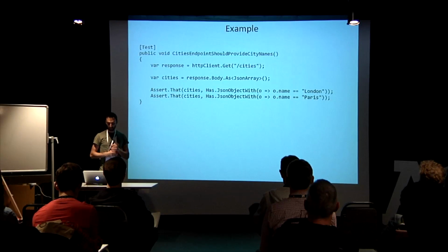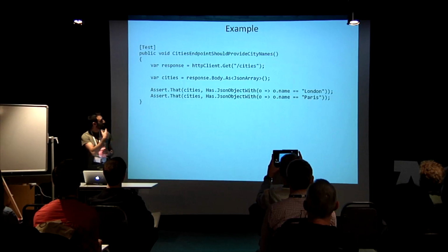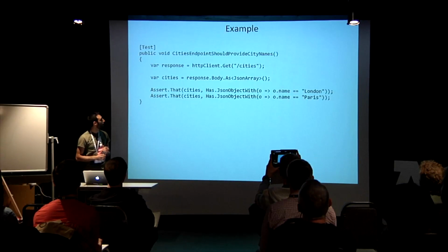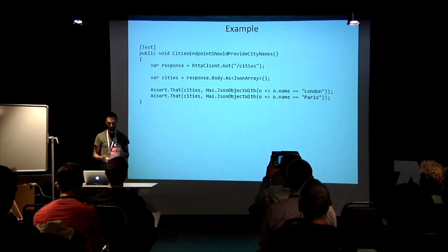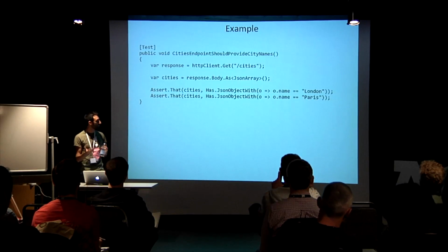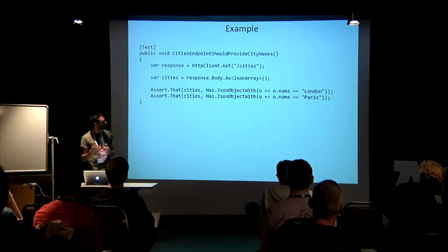Looking at a particular example of this, I think this is some C# code. This is a test that says the cities endpoint should provide city names. You can see it's making an HTTP call to get cities, and it's checking that the response body is a JSON array, and asserting that one of the objects in that JSON array has a name London, and one has a name Paris.